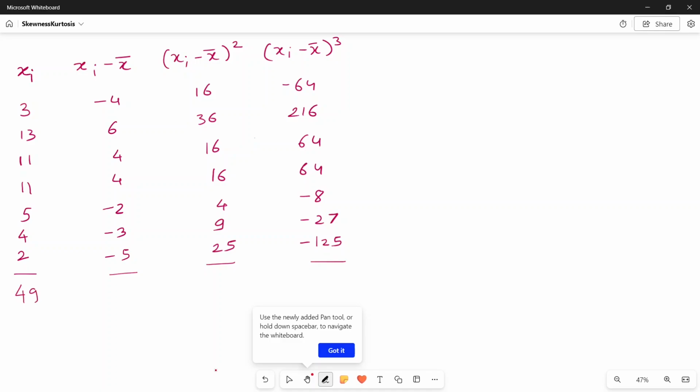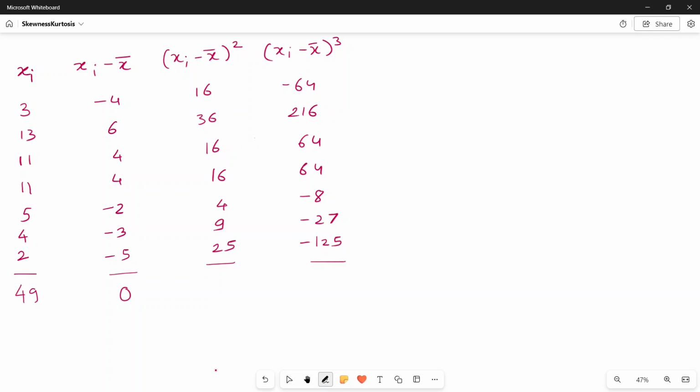Xi minus x bar, the difference of each data point from the mean, it will add up to 0, right? Because some data points will be greater than the mean, some data points will be less than the mean. In fact, we have found the mean by taking the sum of all data points and dividing by total number of data points. So if you calculate xi minus x bar, the distance of each data point from the average, that will come out to be 0. This will be important in the upcoming videos when we'll discuss central moments.